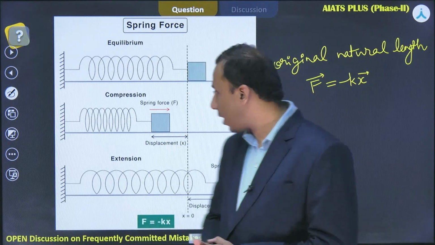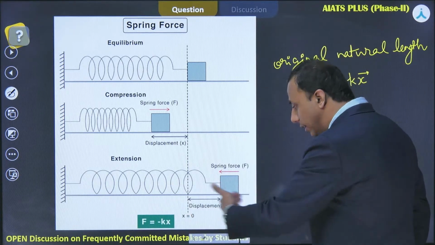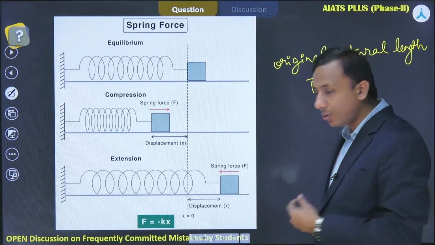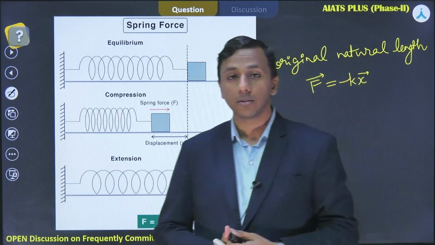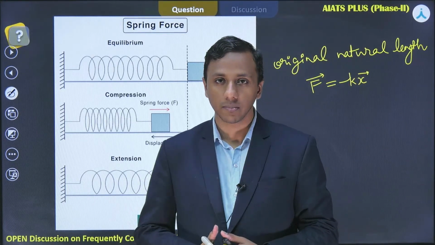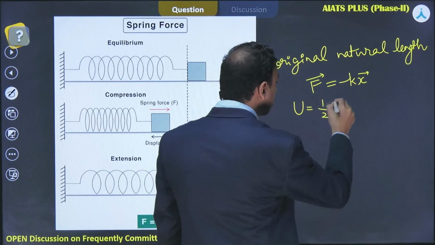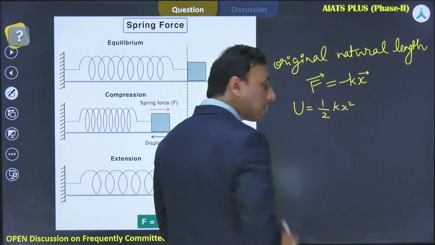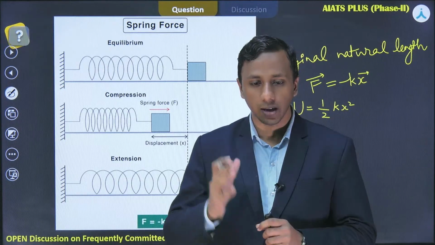Now speaking of the question, it has been elongated by X, so there would be some energy stored in the spring. That energy is called elastic potential energy, and the expression is half k x square. Very simple formula. You need to remember this, half k x square.